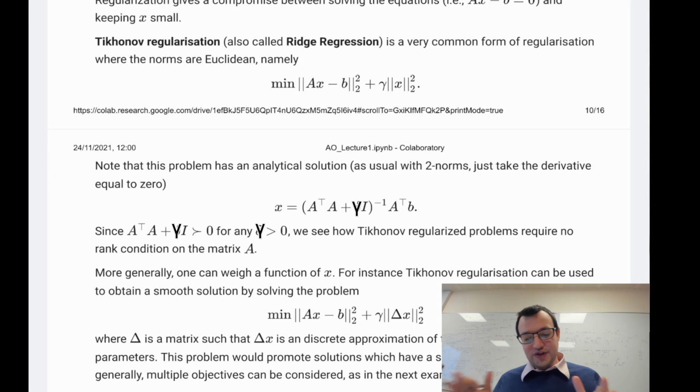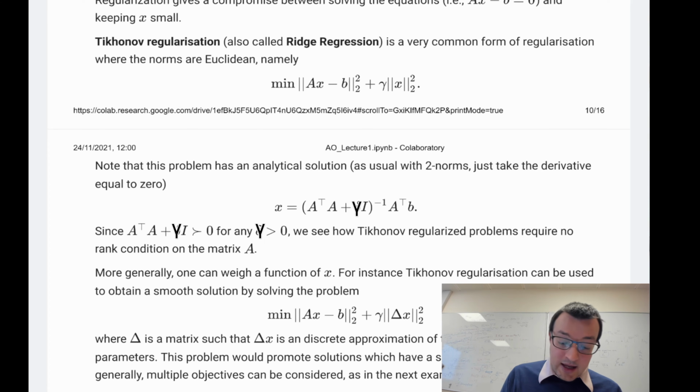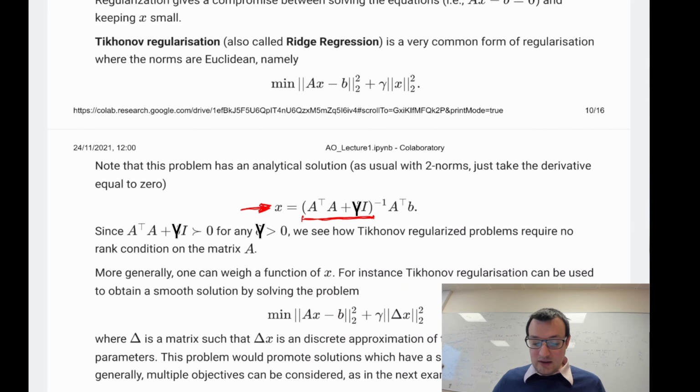This problem, as usual, when we use L2 norms, can be solved exactly. I leave it as an exercise to solve it. This is an unconstrained optimization problem, which is smooth, so you compute the gradient, you set the gradient equal to 0, you find the solution. Once you find the solution, what you notice is that the solution has this form here, in which you have to compute the inverse of A transpose A plus gamma I. And this matrix has the property that for any gamma greater than 0, this matrix is going to be invertible.